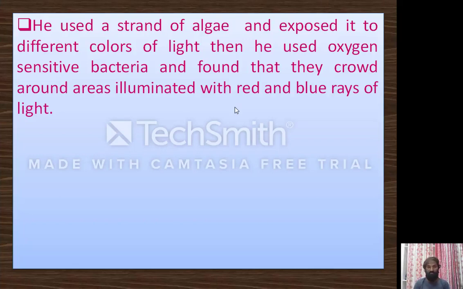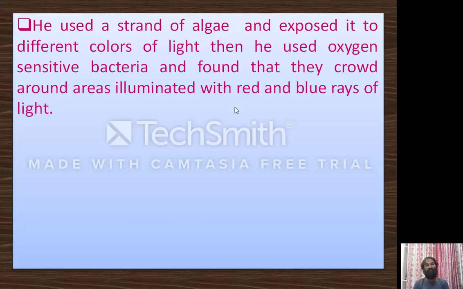When these algae are exposed to different colors of light, as you already know, light is mainly divided into visible light and invisible light. The visible light is VIBGYOR. What are the colors? They are 7 colors, you already know it. He exposed the alga to different colors of light, from violet to red, and he also used oxygen-sensitive bacteria. He found that they crowd around areas illuminated with red and blue rays of light.